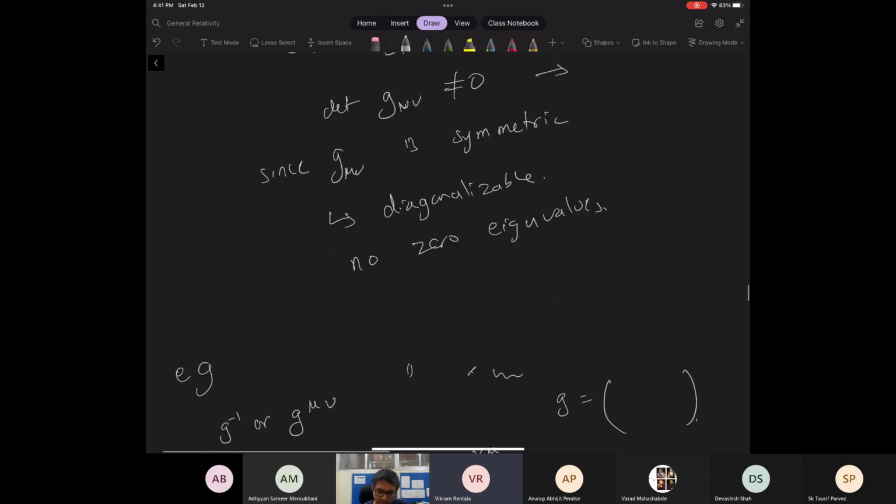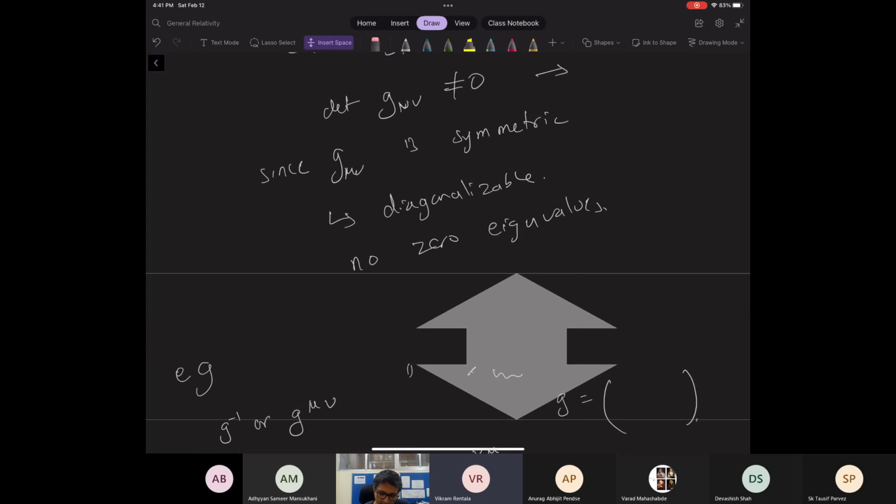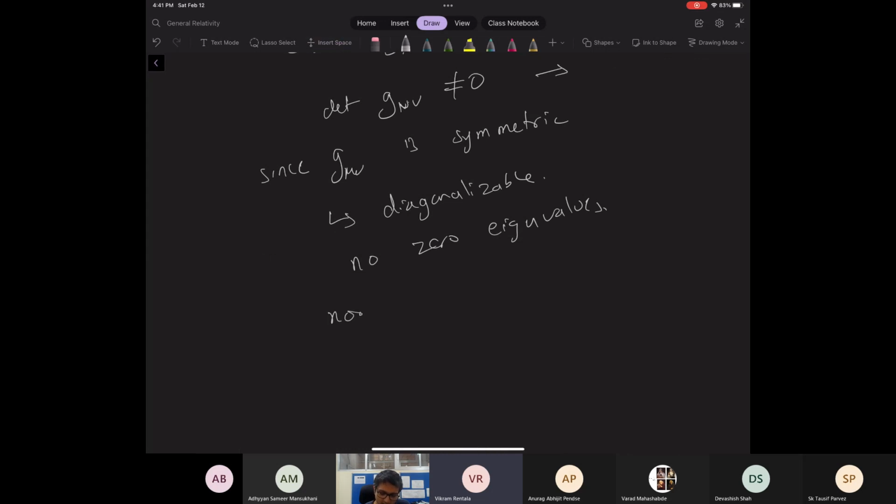A matrix or a metric which has no zero eigenvalues is called non-degenerate. That is, for the dot products of vectors in general, for some v which is non-zero, there exists at least one u with which it has a non-zero dot product. Such a metric is called a non-degenerate metric.